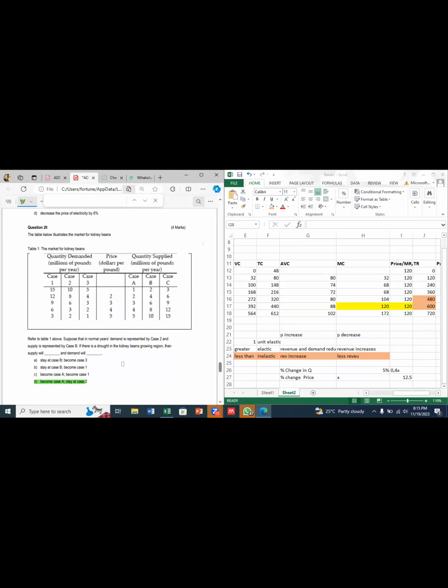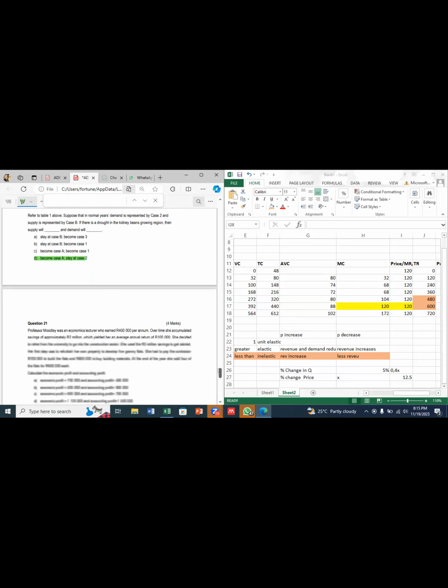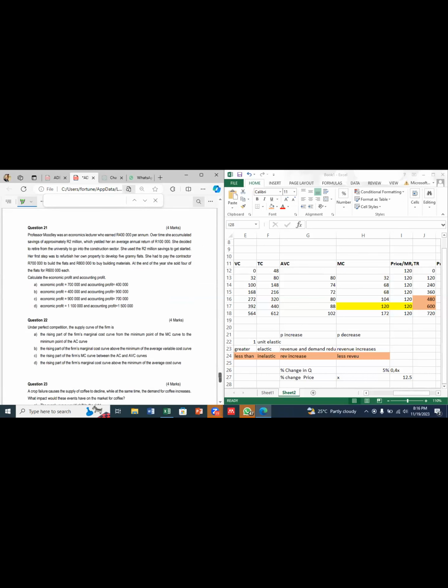Okay. Are we together then? Are we agreeing? All right, let's move on to question 21. I hate this type of question where they give you a paragraph to read. I usually come to the end of the paragraph and read it to get what they are trying to calculate: economic profit and accounting profit.